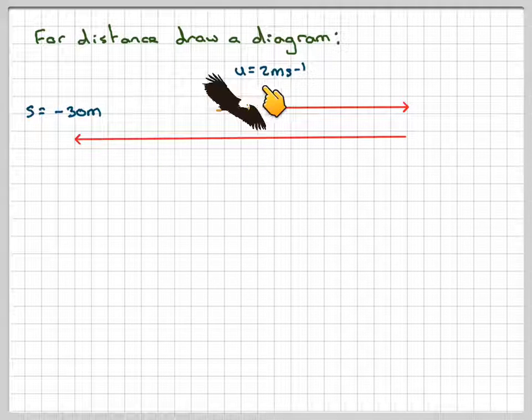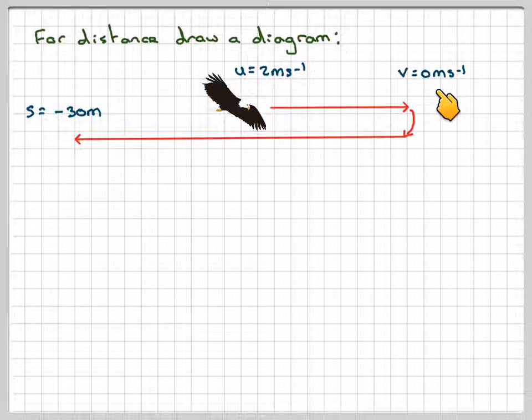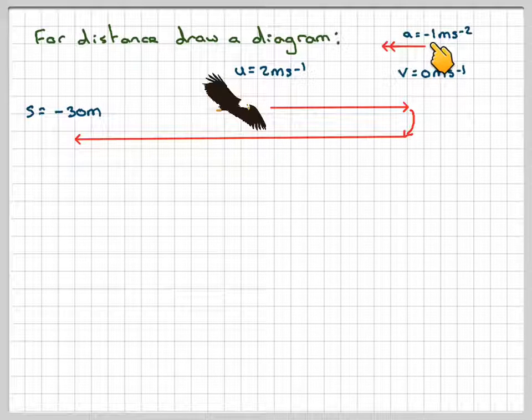Okay, so its initial velocity is 2 meters per second and the acceleration is -1. Now, when it gets to this particular point here, it momentarily stops. So the velocity will become equal to 0, and then the wind will force it to go backwards. So a is -1 meters per second squared, acting against this velocity. And the total distance is this distance and this distance.